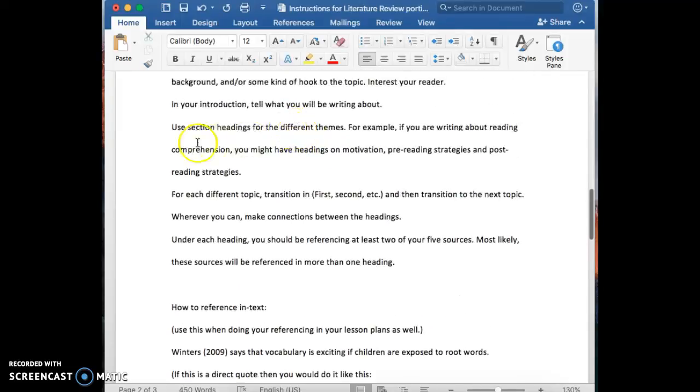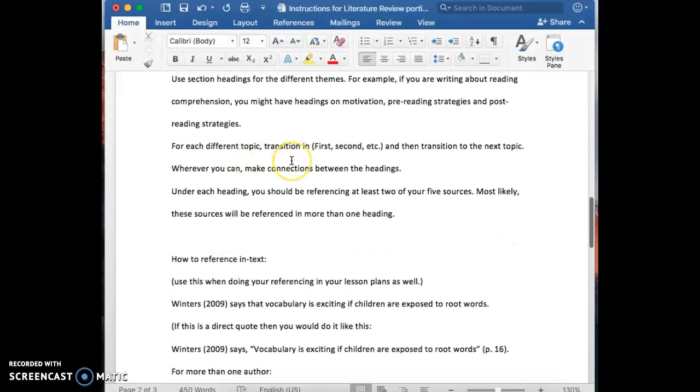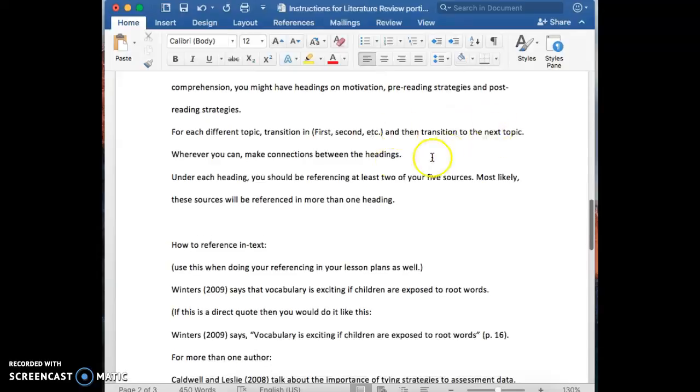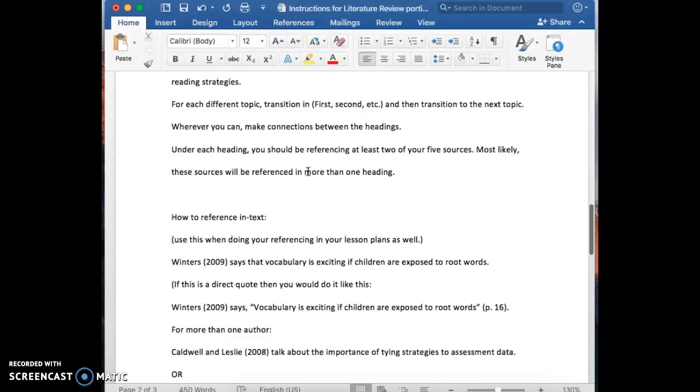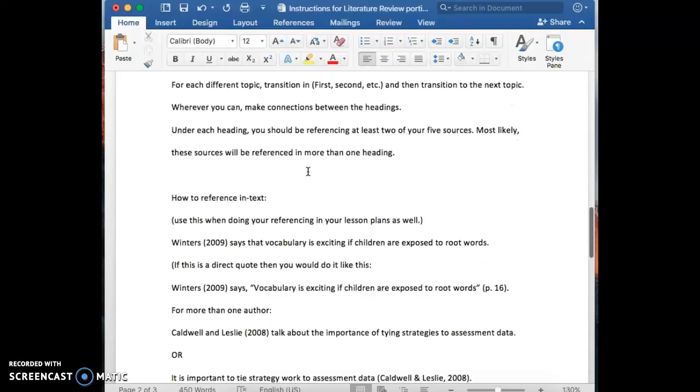Then, as I said here, you're going to use headings for these different themes. And for each different topic or theme, you're going to first transition in. So first, I'm going to talk about motivation. Then you have all this stuff about motivation. And at the end, you may say something like, in the next section, I will be addressing pre-reading strategies. So you transition to the next topic. Wherever you can, you make connections between the 2 different topics or headings or themes or whatever it is that you want to call them.